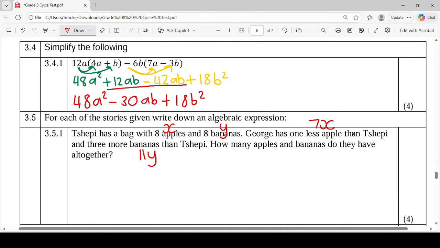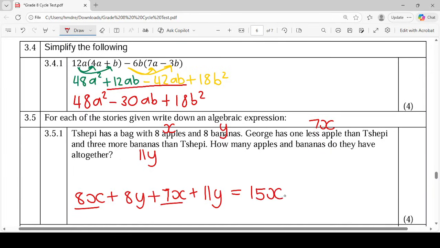How many apples and bananas do they have all together? So that's just going to be Cheppy's 8 plus George's 7. And we can simplify again, so we add the x's. So we've got 15 apples, so 15x, and 19 bananas. And that is as far as we can go with this one.